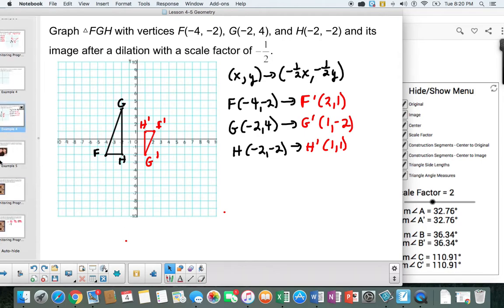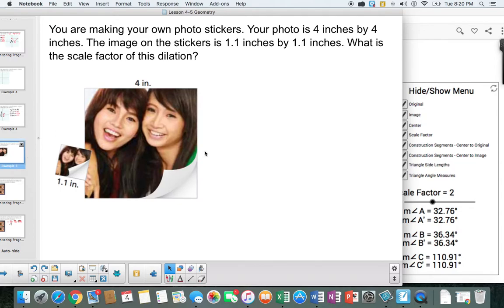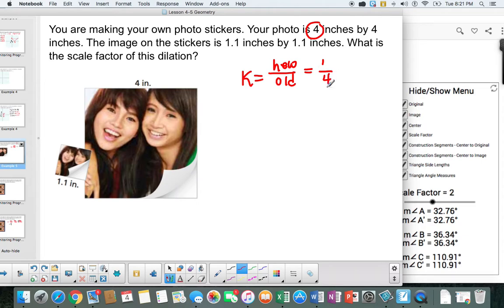Okay, let's take a look at applying this in a real-life situation. We have a photo. This is going to be our pre-image, and then our image is going to be a sticker. So let's go ahead and figure out the scale factor. That's going to be the new divided by the old. Now remember, the scale factor can be found not only by the distances away from the center of dilation, but using the sides, because the sides also do the same thing as that distance. So the original side was 4, and the new side is 1.1, like here. So this is the new length, this is the old length.